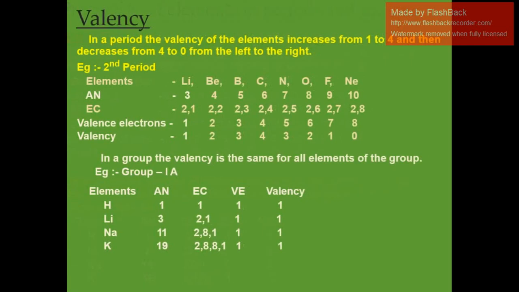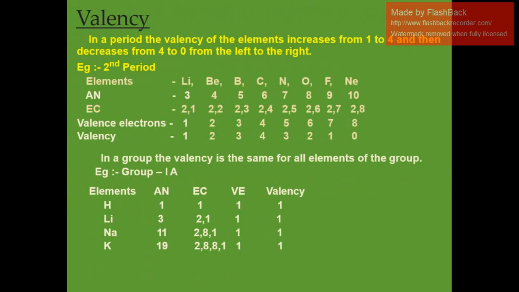Next one is valency. Valency depends upon the number of valence electrons. So let us see the trends, that is the variation, in a period of valency. On moving from left to right, the valency of the element first increases from 1 to 4 and then decreases to 0.